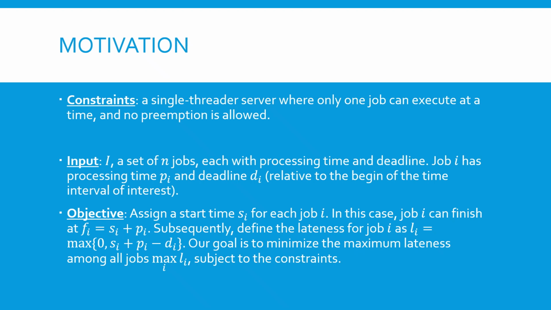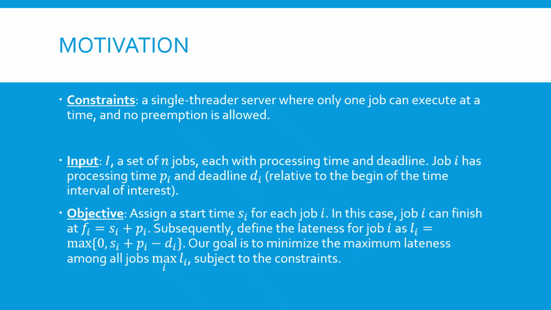We now give a formal definition of the problem. As in interval scheduling, we assume a single-threaded server that can execute only one job at a time. All jobs must be executed without preemption. We are given a set of n jobs I. Each job i has a processing time Pi and a deadline Di.